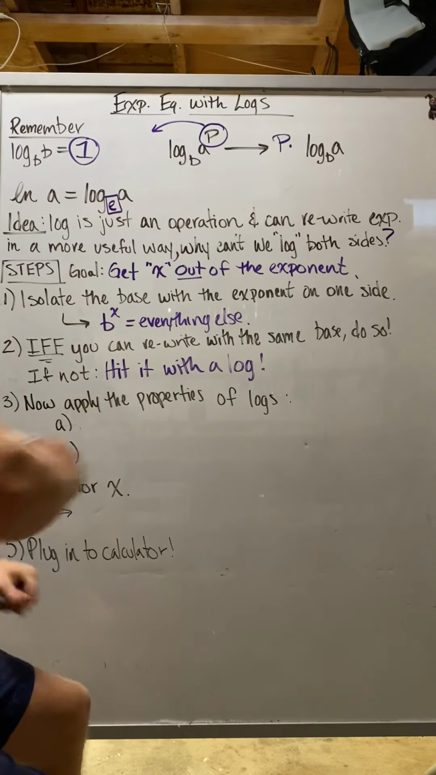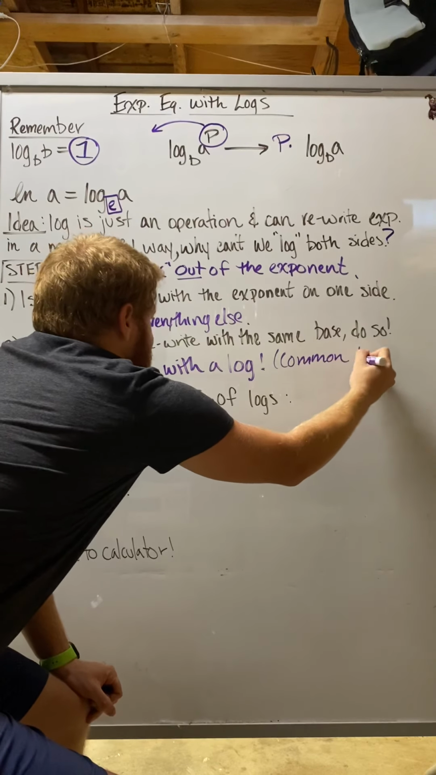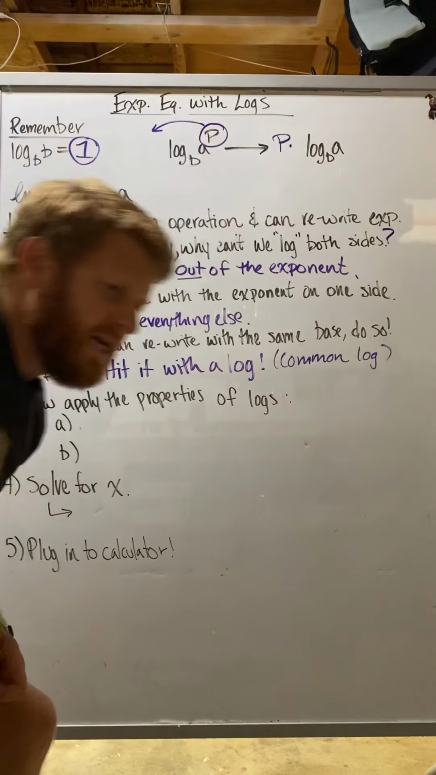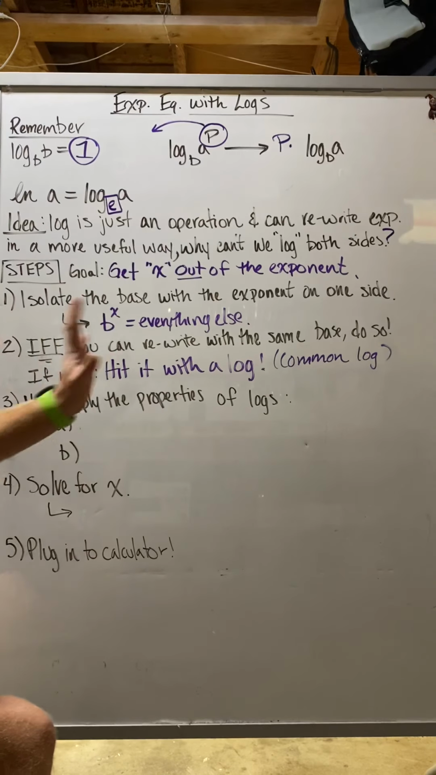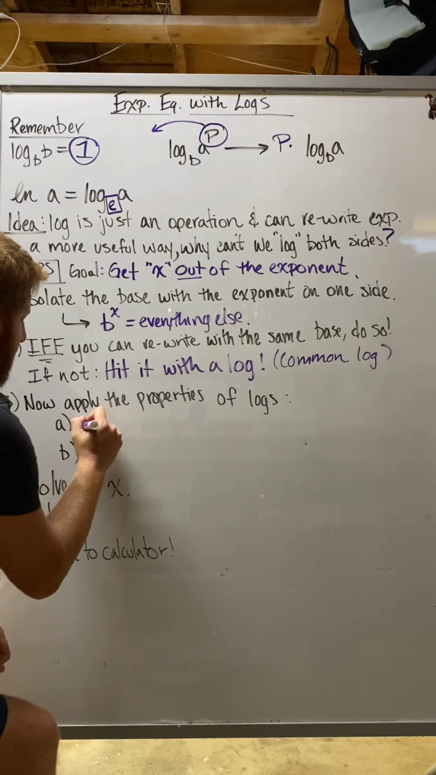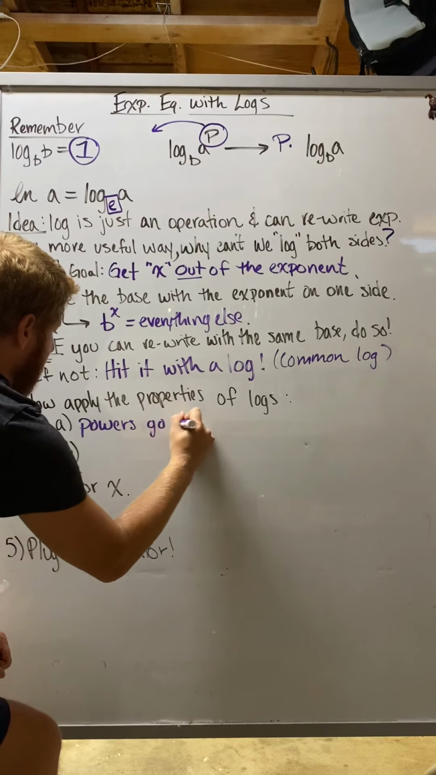And we're going to use a common log here most of the time. All right? And we're just going to log both sides of the equation, as in whatever's on the left and the right, we're going to stick the word log essentially in front of it, and then we're going to go from there. Okay? Now, step 3, we have to apply the properties of logs. So some of those properties, I'm just trying to remind you here, is that powers on your arguments, powers go in front.